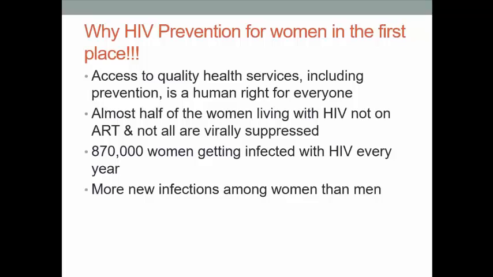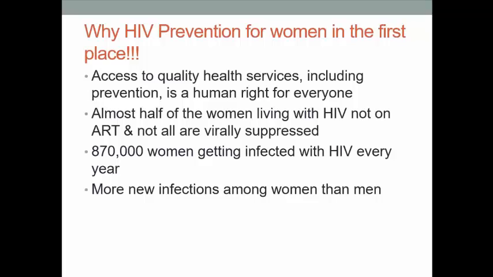And even for those that are on ART, not all of them are virally suppressed, which actually means that their chances of passing on the virus to others remain high. And the same data is showing us that almost each and every year, 870,000 women are getting infected with HIV. And this is alarming, and this tells us we need to do something if we are to get anywhere near achieving epidemic control.